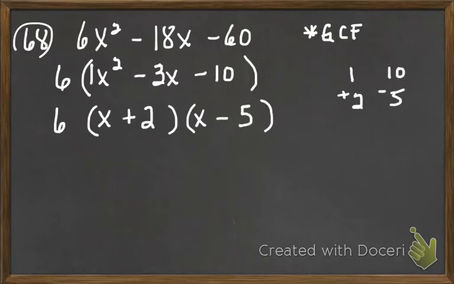Let's check to see if we've factored completely. 6 is factored completely, x plus 2 is factored completely, and so is x minus 5. So that's my final answer.